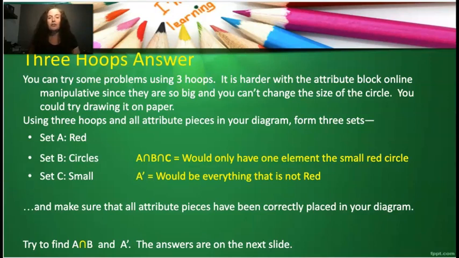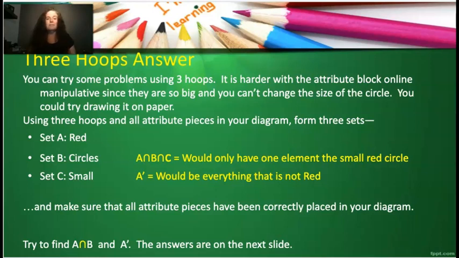So here's the answer to the 3 hoops. I didn't draw the picture, because with the attributes online, you can't adjust the size of the circles, so that was a little frustrating. I'm going to ask the person who wrote that manipulative to correct it for me. But A intersection B intersection C would only have one element in it because there's only one that meets all 3 of the criteria: red and small and a circle. And the complement of A would be everything that's not red.